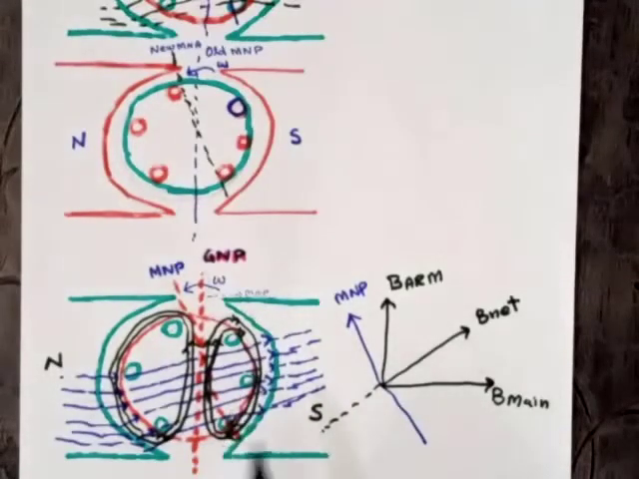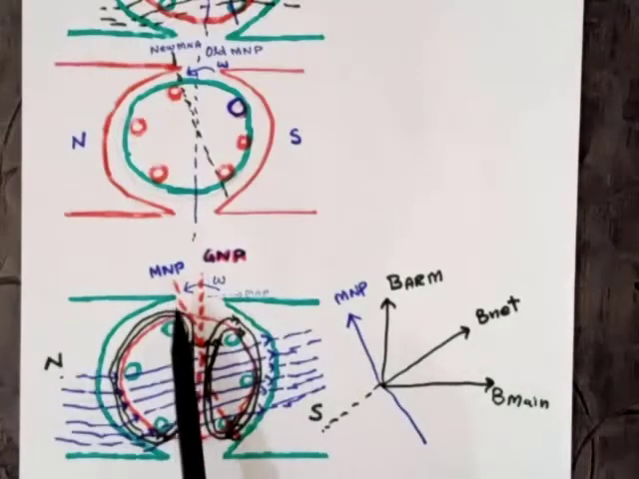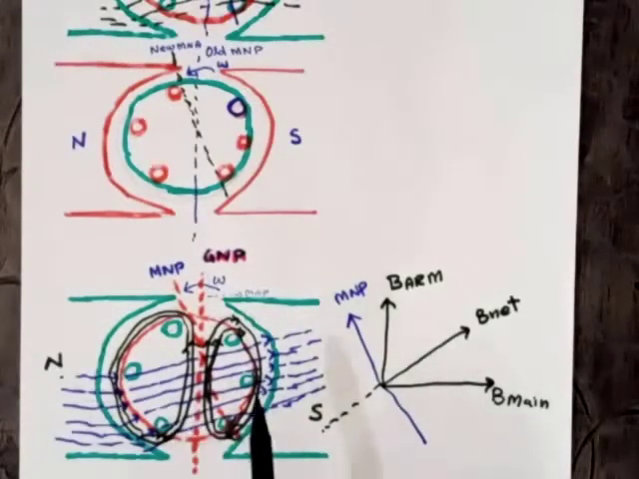Now, as you can see in this figure, due to the armature reaction, the direction of the magnetic field is changed. Due to this, the magnetic neutral plane is shifted. At the start, at no load, the direction of the magnetic field was from left to right, as you can see in this phasor.